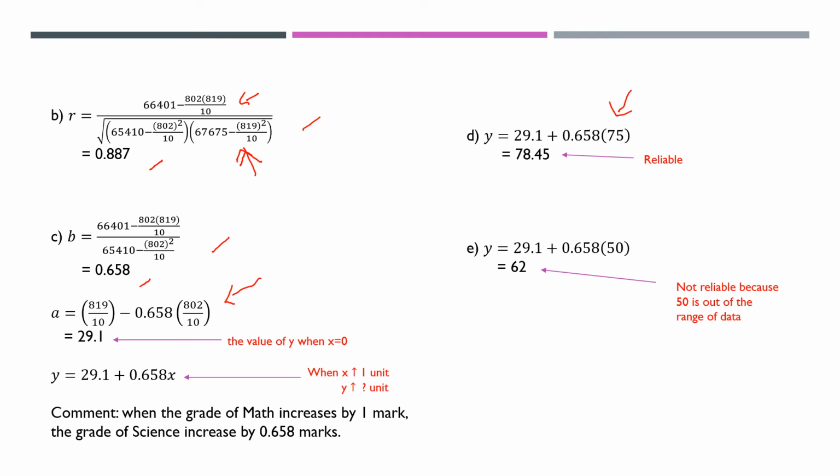For E, the student gets 50 for maths. You just sub into the equation and you get the answer 62. This is not reliable because 50 is out of the range of the data. You can look at the question just now. The least value is 65, and 50 is out of the range of the data. So that's why it is not reliable.